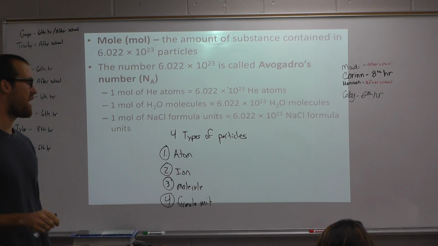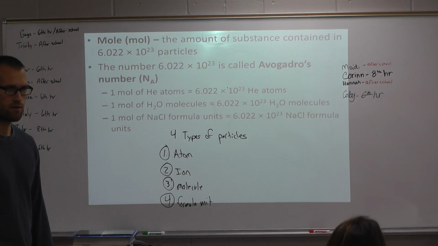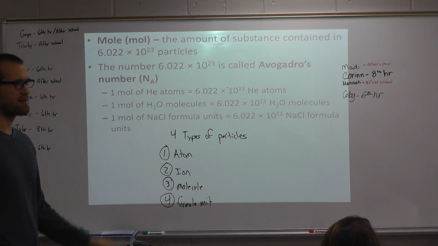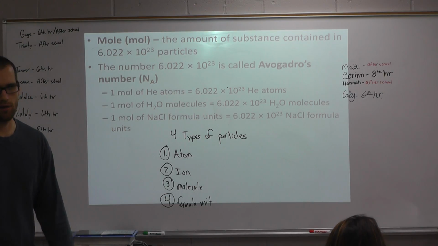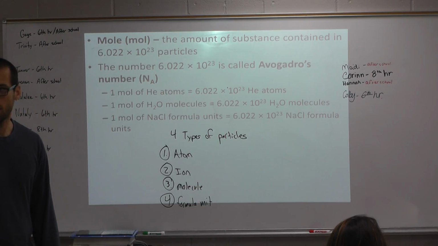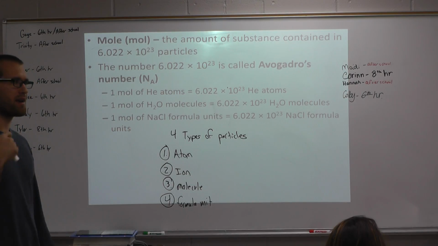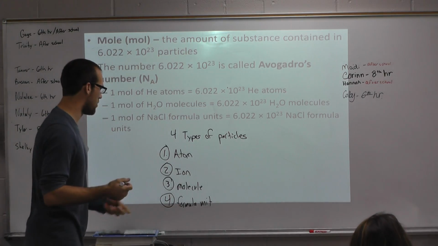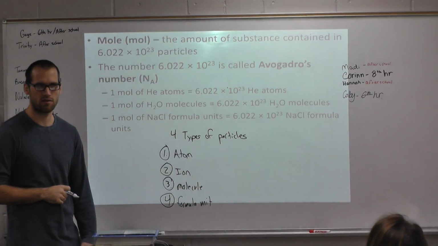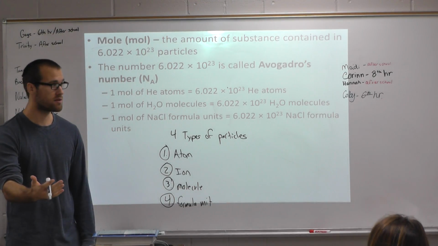If I have a mole of atoms, how many atoms do I have? 6.022 times 10 to the 23rd. If I have a mole of ions, how many ions do I have? If I have a mole of molecules, a mole. I'm trying to make this so repetitive because I want you to understand that a mole is just a number. Now remember, what's likely to have more mass? A mole of atoms or a mole of molecules? Because molecules are made up of more atoms.